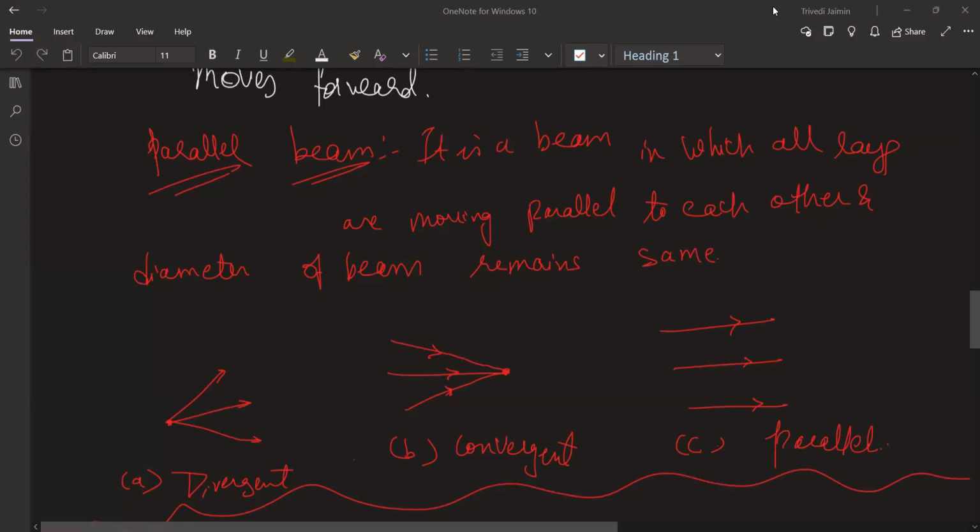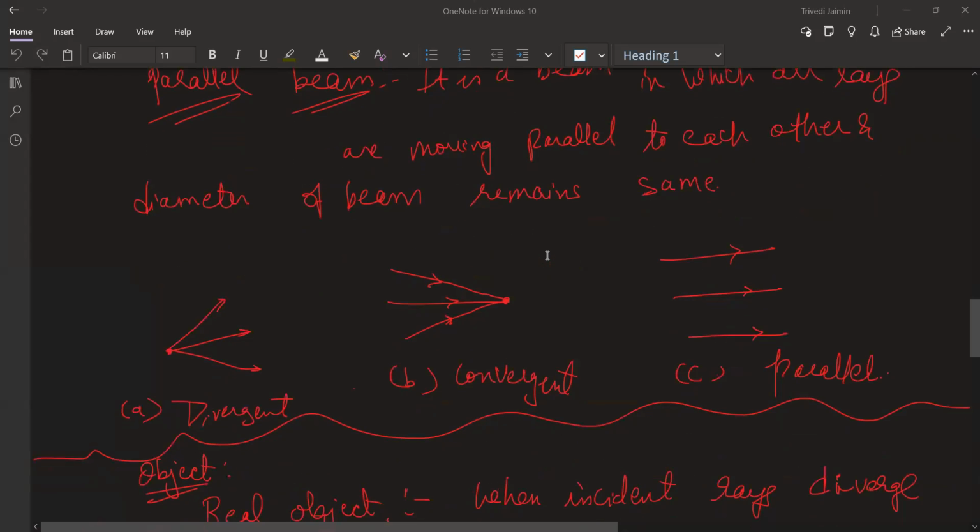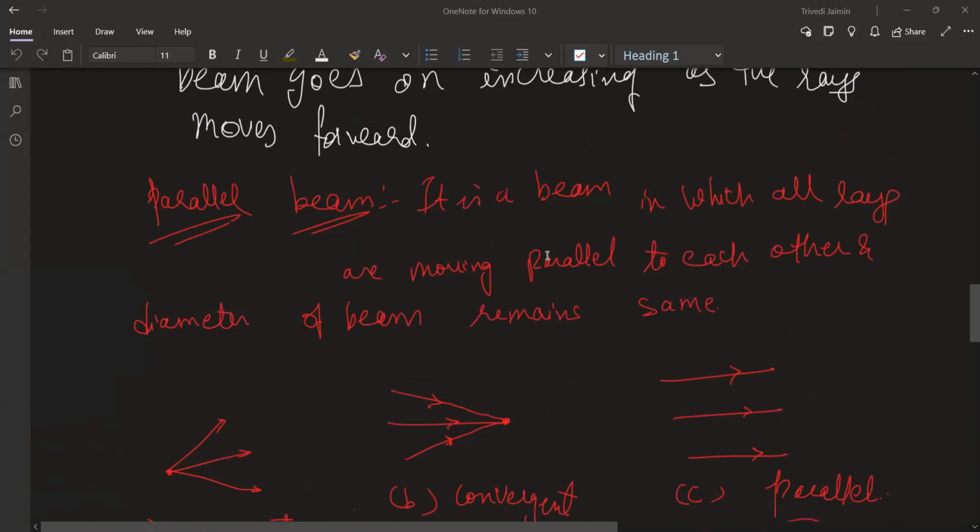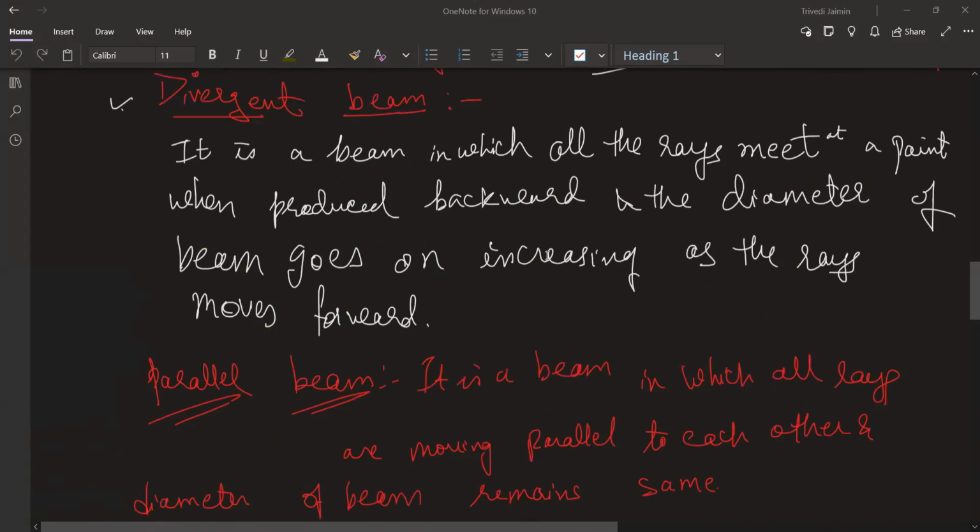Rays or beam of light that appears to diverge from a point. And according to diameter, how will you explain it? The diameter increases. Yes, in divergent, the diameter increases. And in convergent, the diameter decreases.